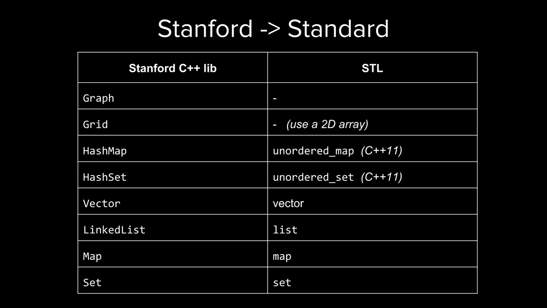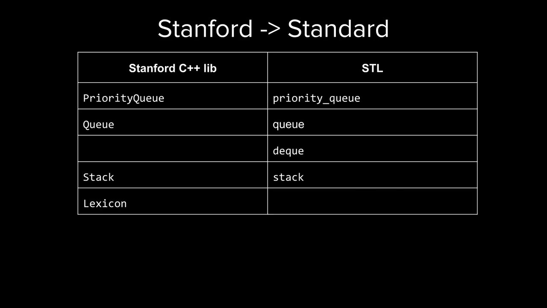So just a summary. We have Stanford on the left, standard on the right. There's no graph class in the STL, in the standard library. There's no grid. There is a hash map. It's called unordered_map, hash set, unordered_set. Vector is lowercase vector. Linked list is lowercase list. Map, set, set. We also have priority queue, which is lowercase priority_queue and all that. So there's this trend where lowercasing of the letter is usually what exists in the standard library.